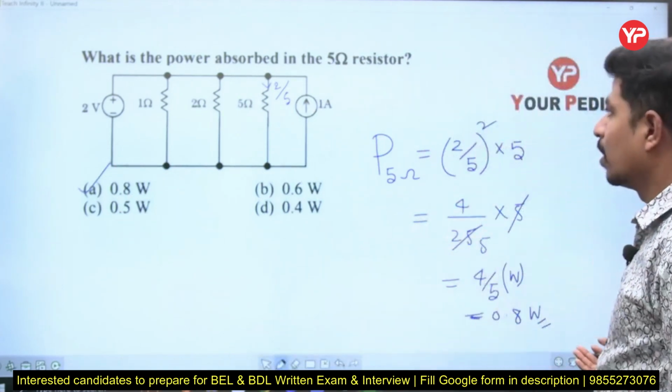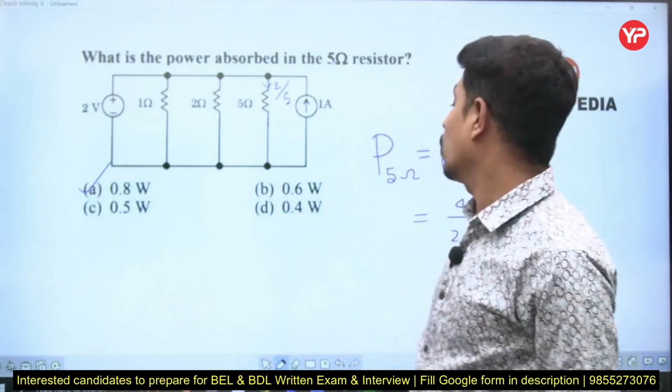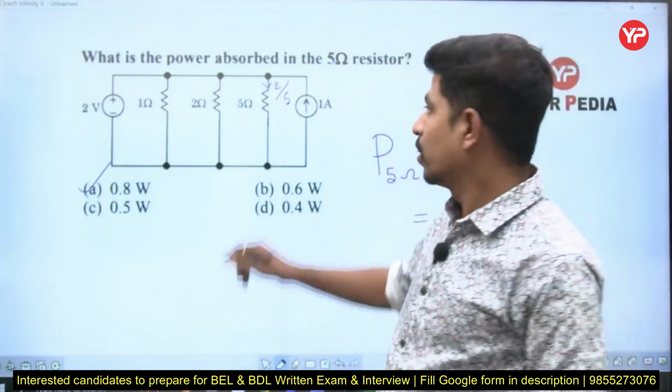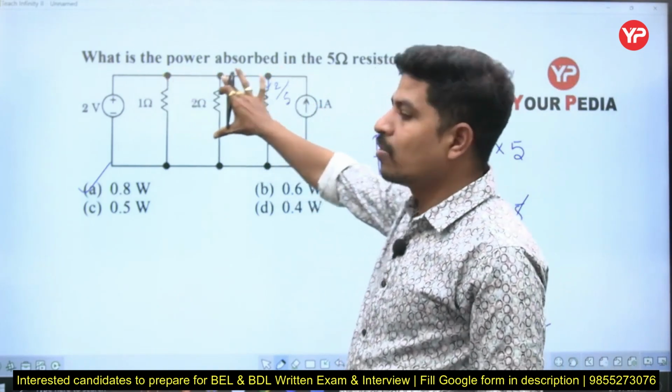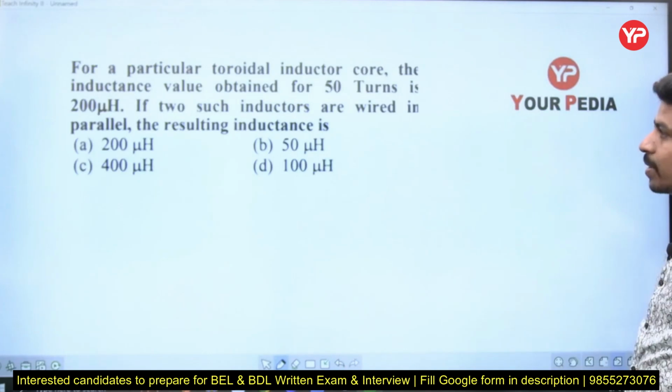That's a simple question only. But if you see the structure, there is a possibility for you to get scared. Oh, it's a very big structure, many equations I have to write. Nothing, only one equation. This voltage is 2 volts only. In parallel, the voltage will remain the same, right?